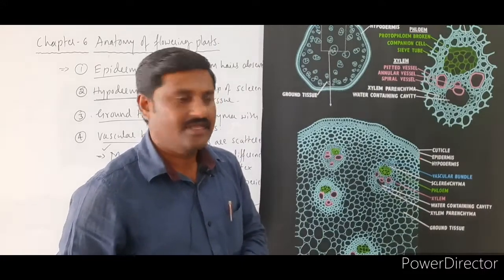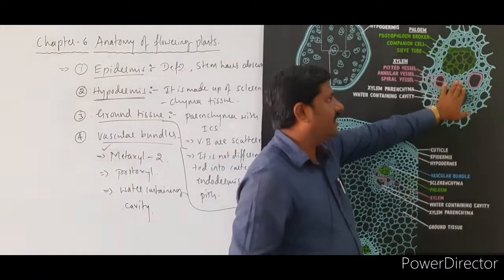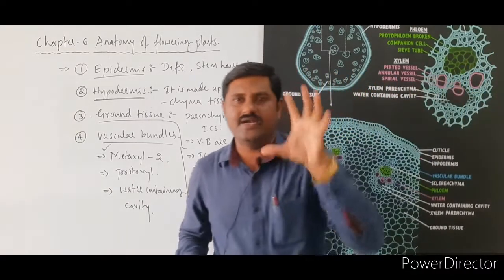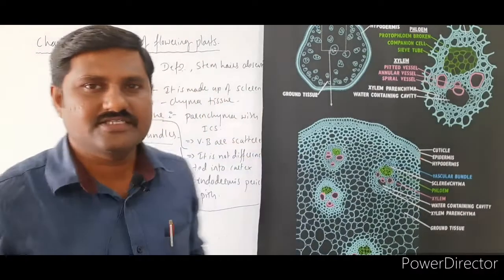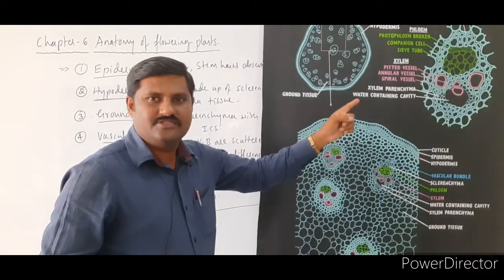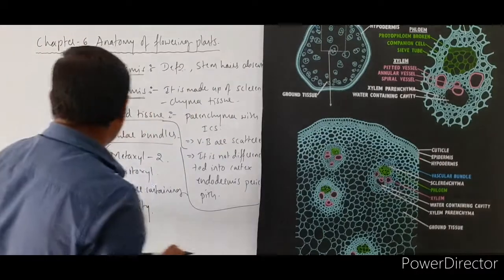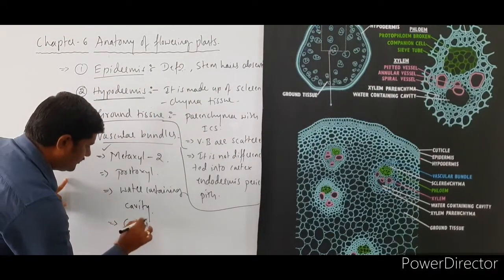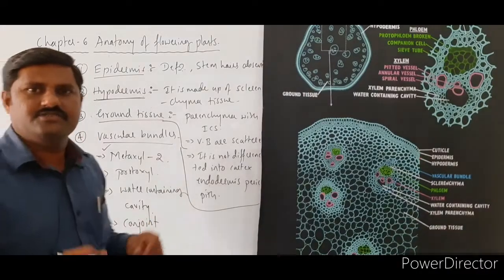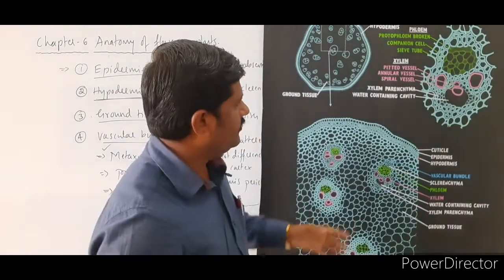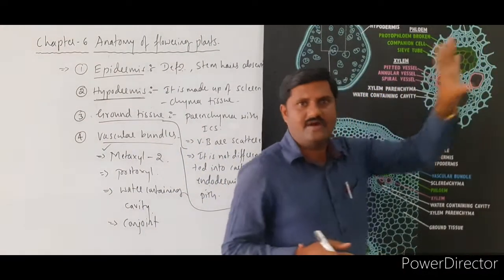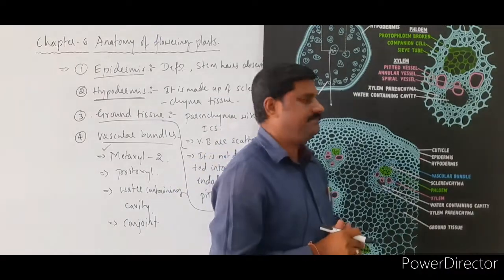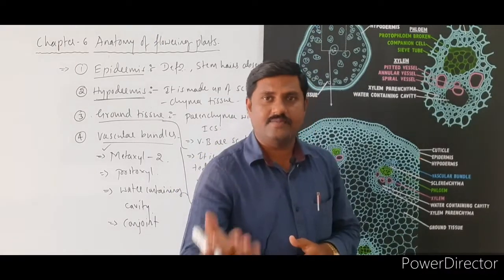Conjoint means what? If xylem as well as phloem both together form one bundle, then it is called a conjoint vascular bundle. Then what kind of vascular bundle is it? So right here, conjoint vascular bundle. Why? Because xylem and phloem together form a single bundle. That is one thing. And next, whether it is closed type or open type.